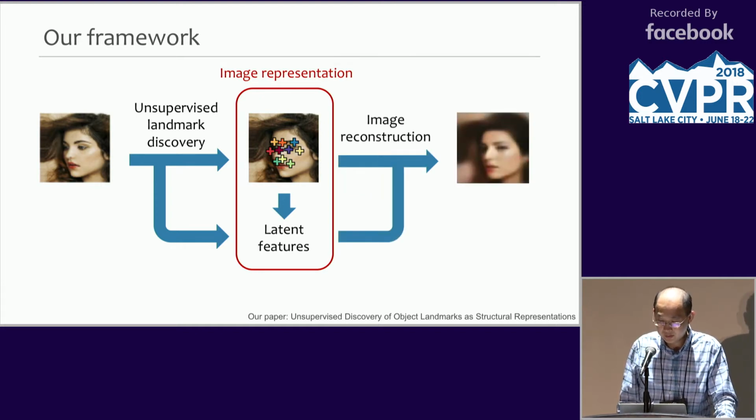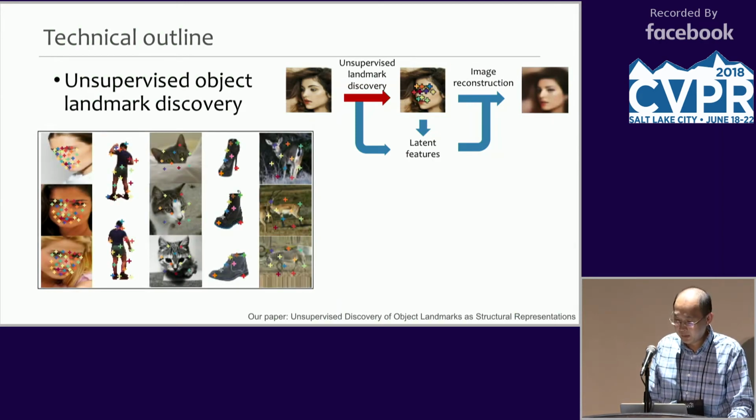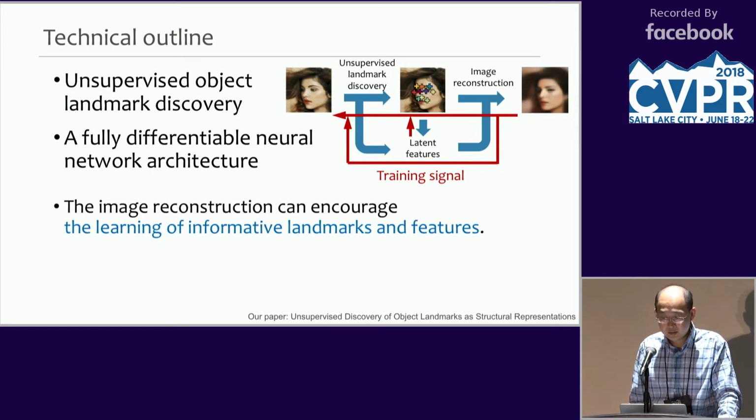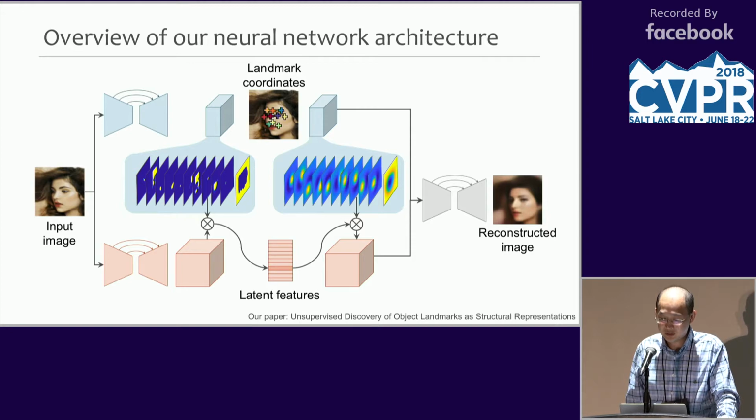Particularly for unsupervised learning, we take the image reconstruction as a generic driving force to learn the representation. This leads to an autoencoder framework. Under this framework, we address the challenging problem of unsupervised object landmark discovery and make our model work for different object categories. The whole framework is realized by a fully differentiable neural network. In the backward path, the image reconstruction can encourage the model to learn informative landmarks and features. Now, we expand our framework to an overview of the neural network architecture.